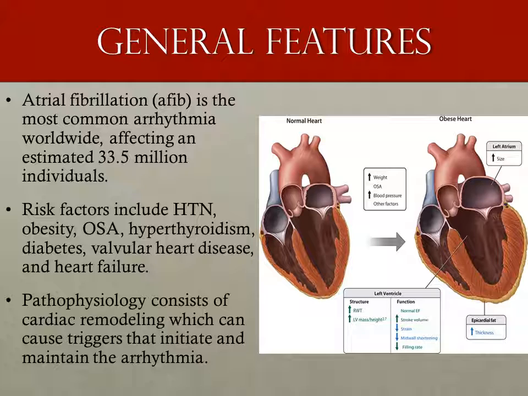Risk factors for AFib include hypertension, obesity, valvular heart disease, heart failure. These risk factors cause physiological aging and cardiac remodeling of the heart, which results in structural remodeling. This can cause triggers that initiate and maintain the arrhythmia.